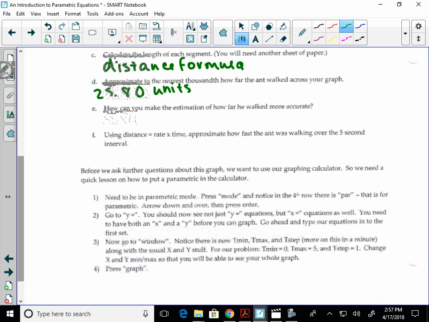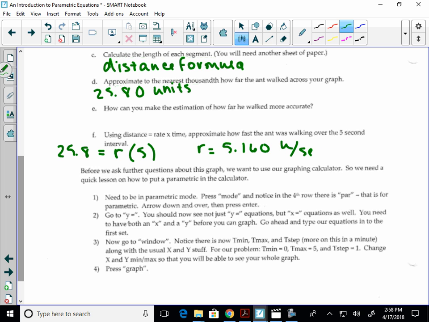And then using distance equals rate times time, approximate how fast the ant was walking. We're going to go ahead and do that because distance is 25.8. You don't know the rate, that's what we want to find. Time is 5 seconds. So we're going to divide both sides by 5, and when you do, you get 5.160. And it's units per second.